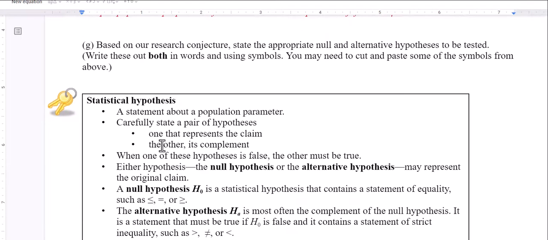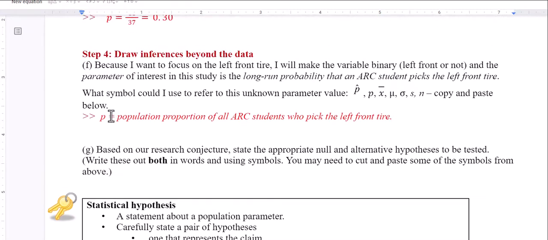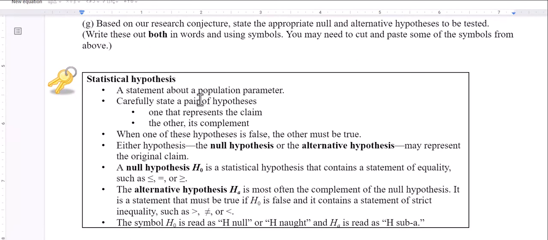So based on a research conjecture, now let's write both the hypotheses, the null and alternative hypotheses. Here I give a big definition, a key idea of what these statistical hypotheses are. The hypotheses are a statement about a population parameter. So our hypotheses are always written about the population parameter, which is why it's important to identify which one is the population. So P is the population, P hat is the statistic. So null and alternative are always written about a population parameter, P or mu, depending on whether your variable is categorical or quantitative.